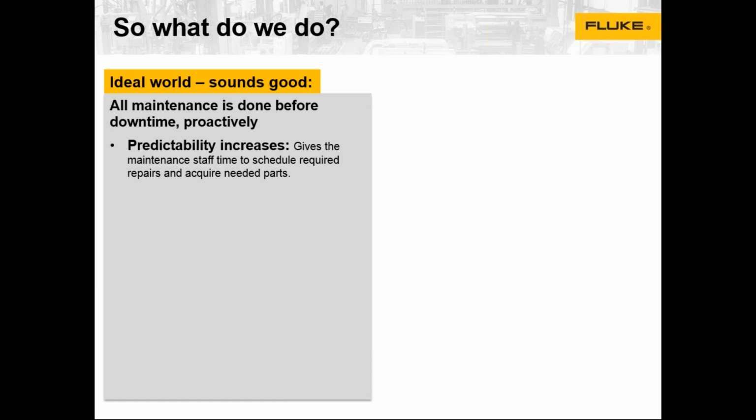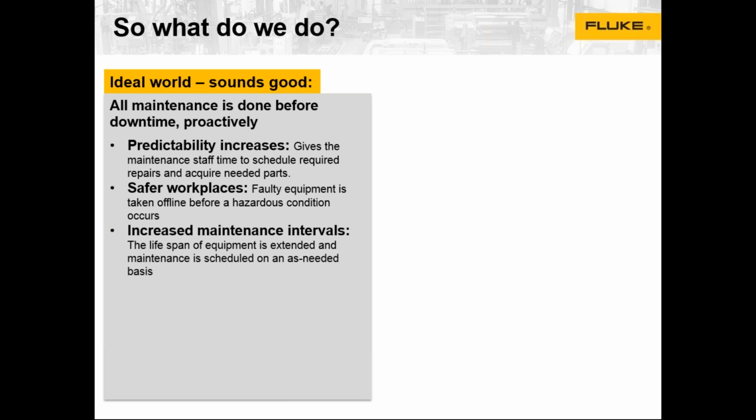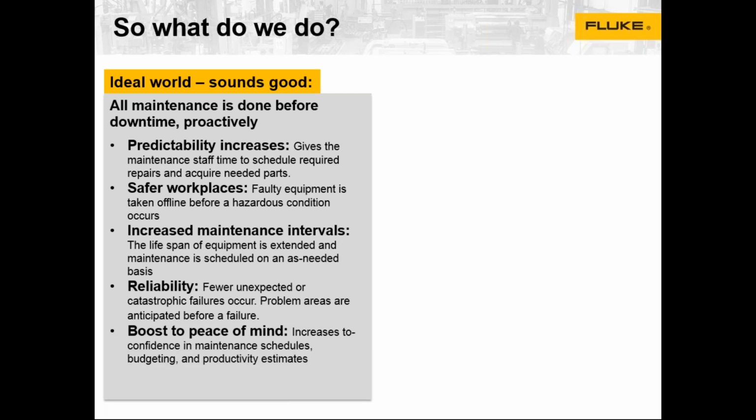So all of us are trying to get away from reactive maintenance. We're trying to get more to proactive maintenance, because we know if we can be more proactive, then we have more predictability. Our staff has time to schedule repairs and look for parts. We have a safer work environment with less machines that are catastrophically failing. We increase our maintenance intervals. Our machines last longer, more reliable. That means we have fewer failures, fewer downtimes, and we're able to anticipate our failures, and more peace of mind. So all of us know we would like to be more proactive. But then when we try to do it, that's when we run into a struggle.